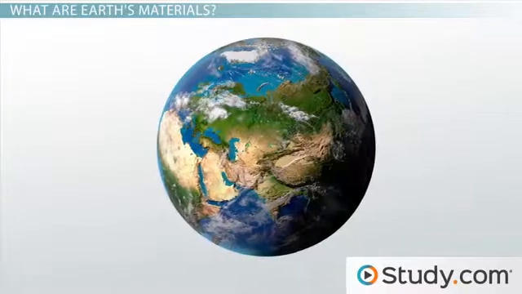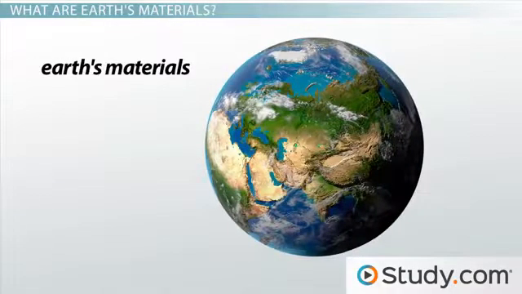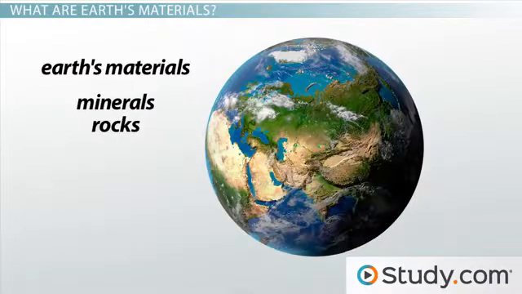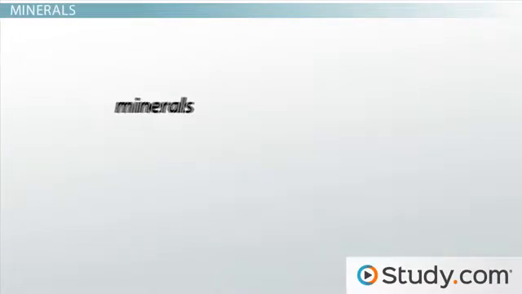The Earth's crust has four main components, which are referred to as Earth's materials. These materials include minerals, rocks, soil, and water. It is the combination of these materials that makes life on Earth possible. Let's start with minerals and look at them in more depth.